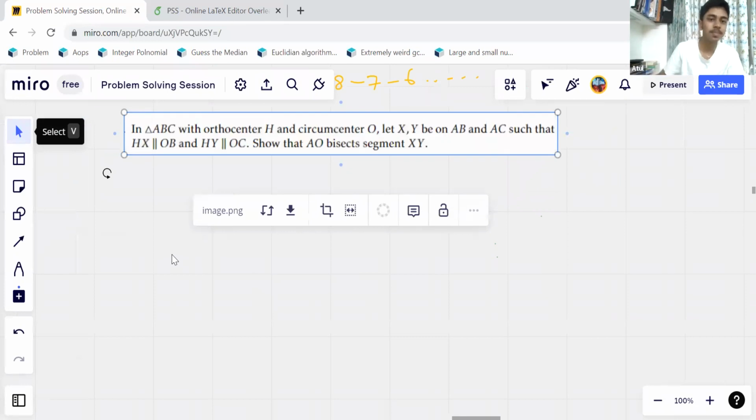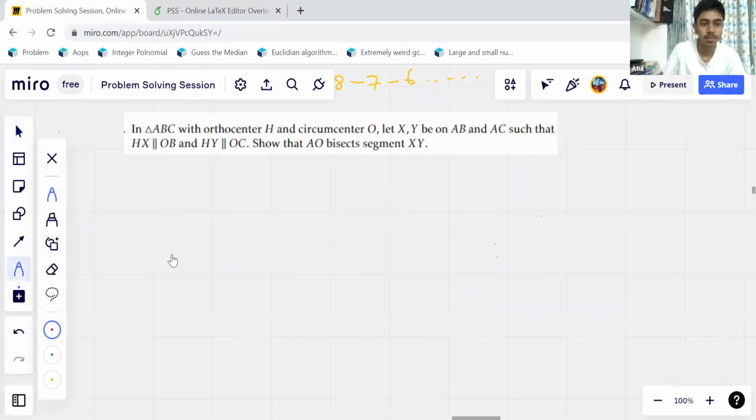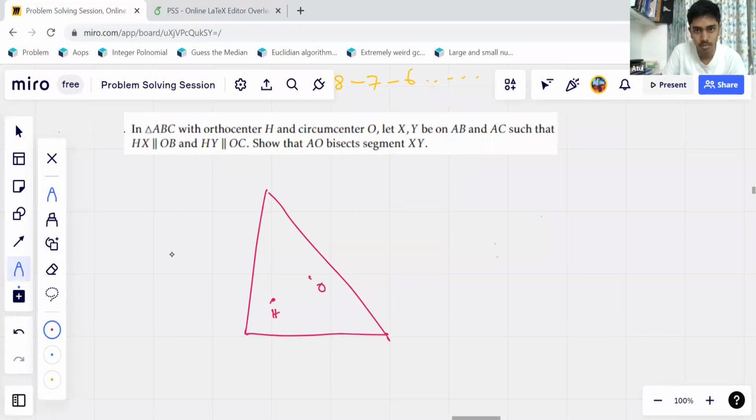Oh no, it's geo, but we'll see. Hopefully it's not this. We have triangle ABC, orthocenter H, second center O. Okay, this is going to be a bit weird.